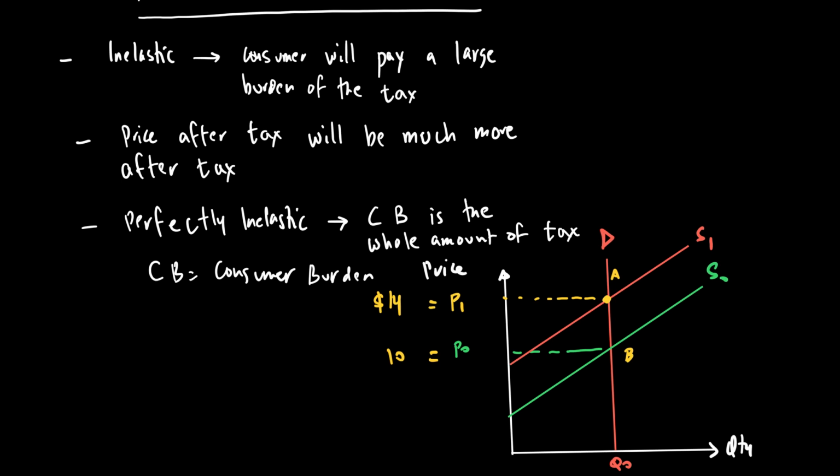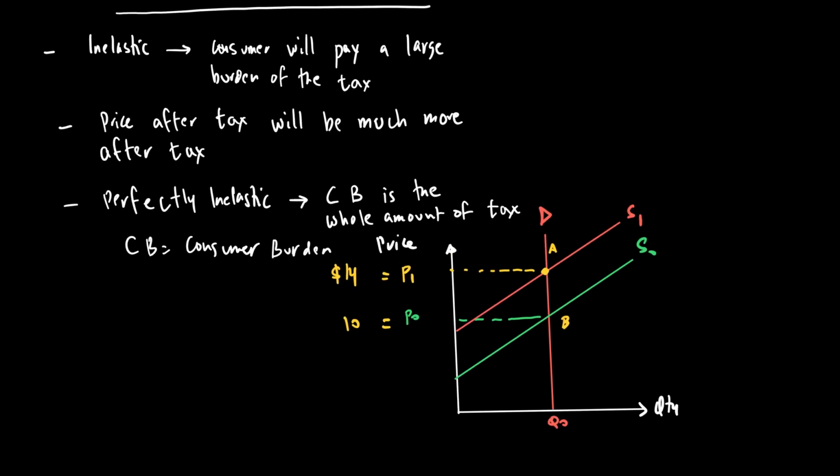So in this case, the consumer is paying the whole amount of the tax because the producer knows that this good is inelastic for the consumer. He's willing to pay any price for it. So the producer transfers the whole amount of the tax to the consumer in terms of a higher price. So when we have a demand curve which is perfectly inelastic, the consumer ends up paying the whole amount of the tax, and therefore the more inelastic the demand, the higher will be the consumer burden of the tax.